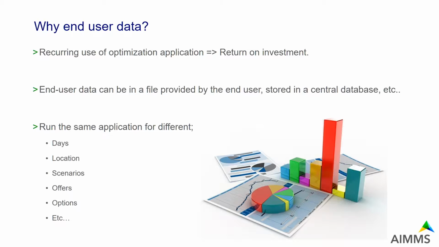These end-user data can be in many forms or shapes. That can be a centralized database. The end user might want to manually type in his new data, but he can also have them in an Excel file. And today we will be focusing on the Excel workbook and how to get the data from your Excel workbook to your optimization application.